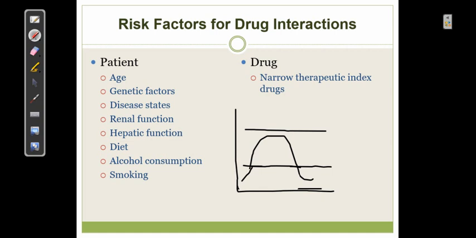But consider a drug with a different MTC level. I am drawing another drug, drug B, where this is MEC, the minimum effective concentration, and this is MTC. Here you can see that the range is quite small, so the therapeutic index is low. If you slightly increase the concentration, it will cross the MTC value and result in toxicity. If the dose is slightly reduced, it will fall below the MEC and there is a loss of therapeutic action.